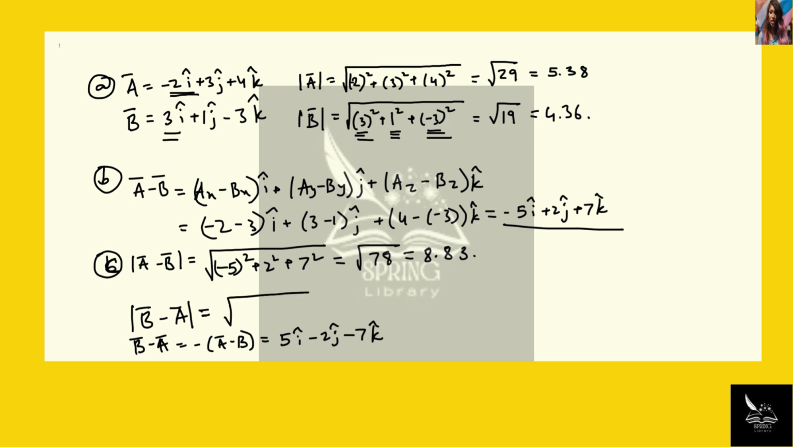And the magnitude would be the square root of 5 squared plus minus 2 squared plus minus 7 squared. As you can see, the signs of the coefficients here don't matter because we are going to square them. And this number is also the square root of 78, which turns out to be 8.83. As you can see, both are equal.